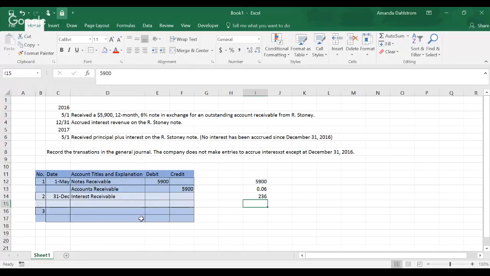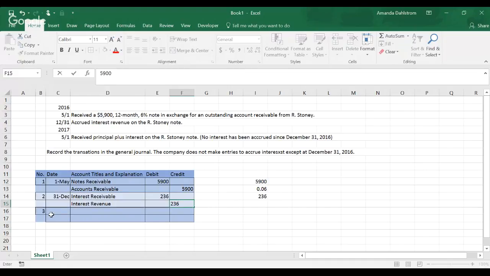And we get 236. So we'll go ahead and debit the 236 to interest receivable. And then the account that gets credited for that is going to be interest revenue. So that's 236 goes here.